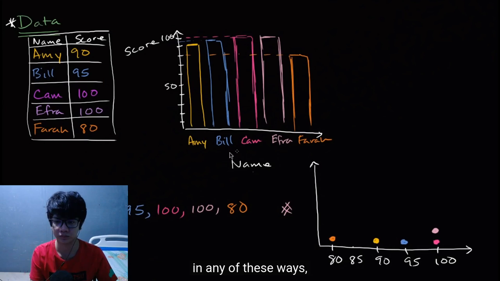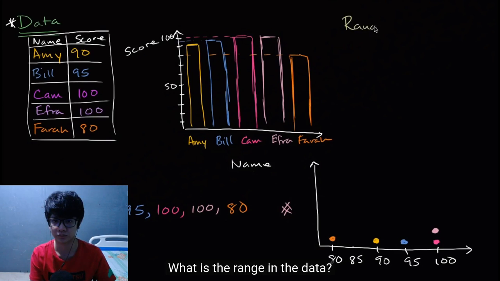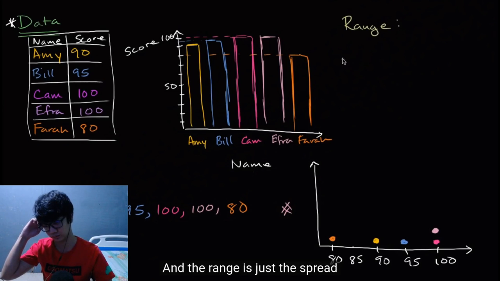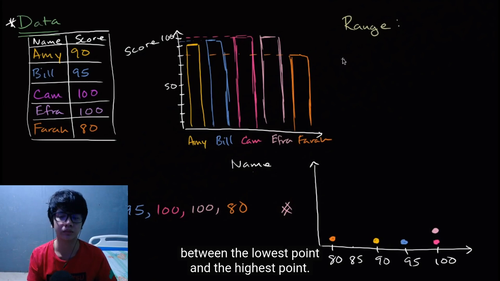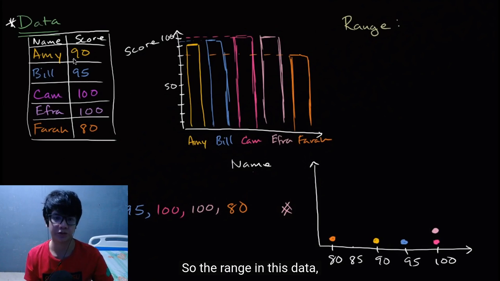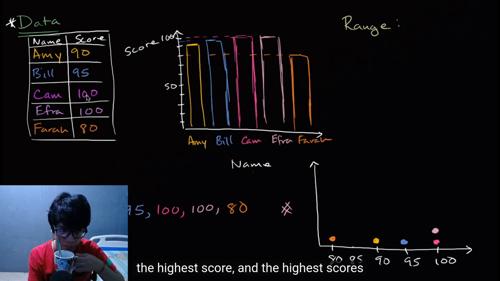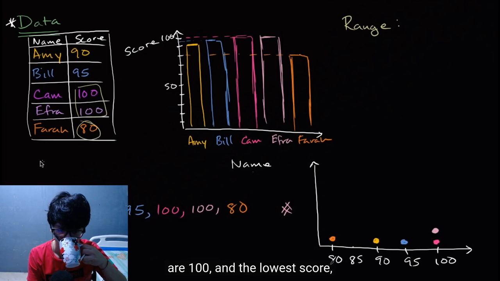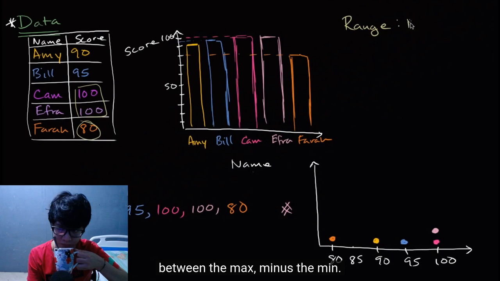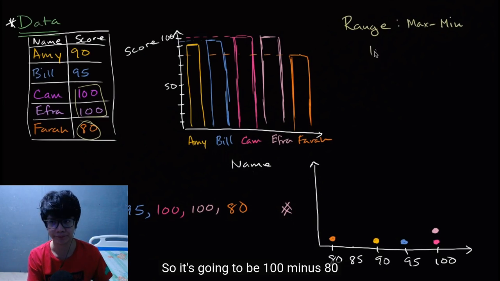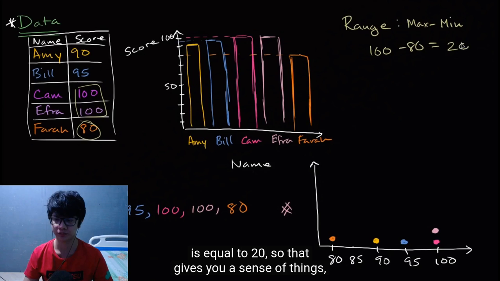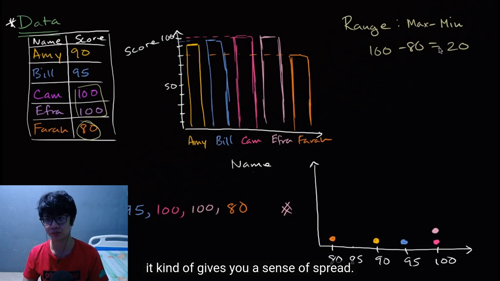And once you have your data arranged in any of these ways, we can start to ask interesting questions. We can ask ourselves things like, well, what is the range in the data? And the range is just the spread between the lowest point and the highest point. So the range in this data is going to be the difference between the highest score, which is our 100, and the lowest score, an 80. So the range is going to be the maximum score minus the minimum score. So it's going to be 100 minus 80 is equal to 20. So that gives you a sense of spread.